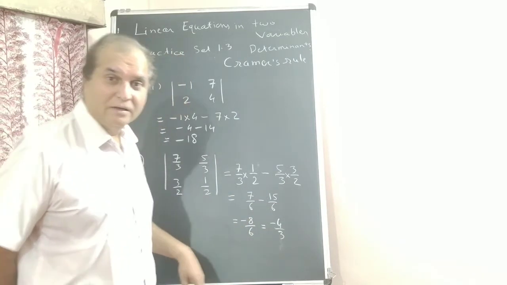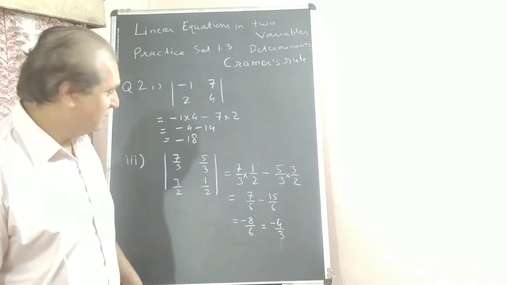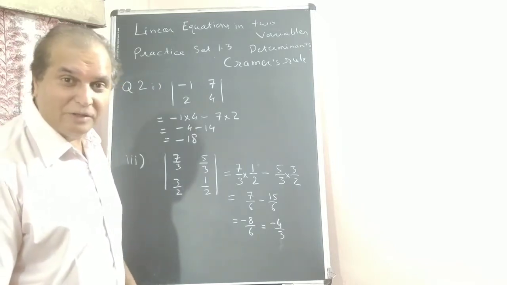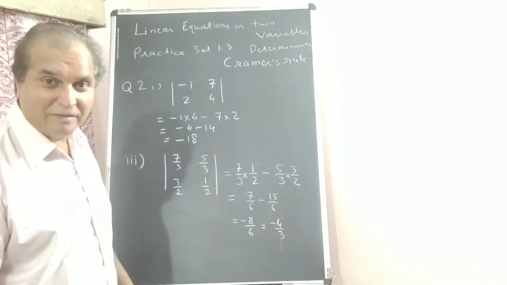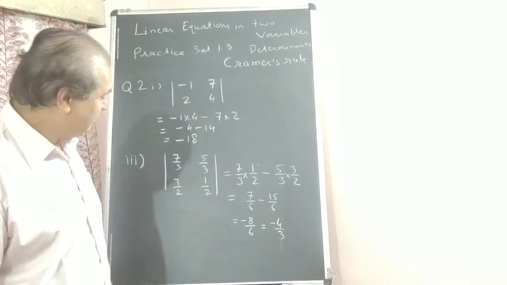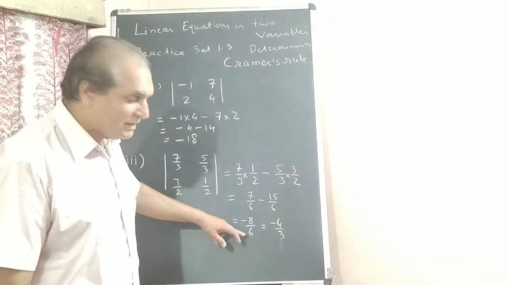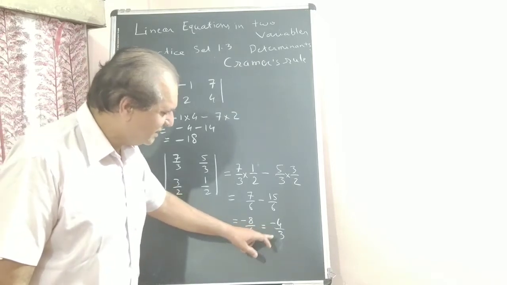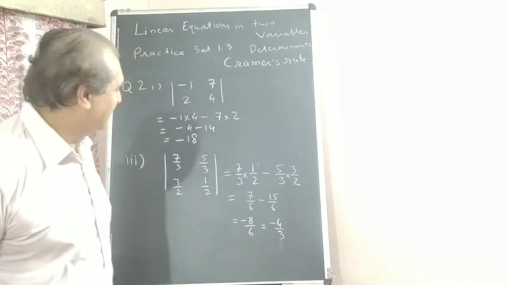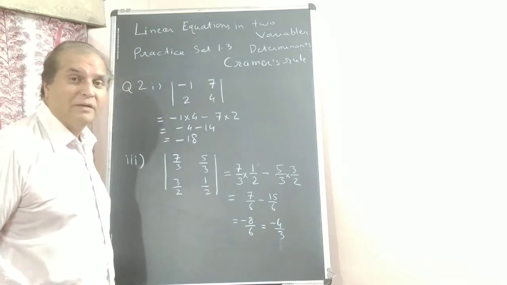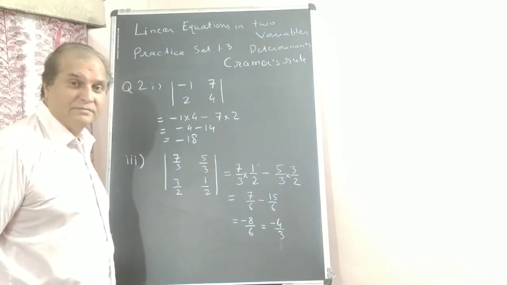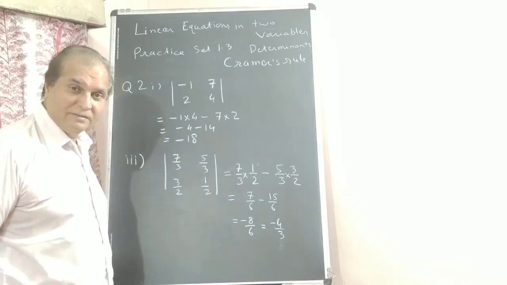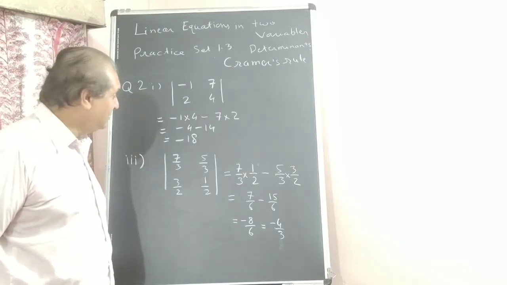Now the denominator 6 is the same, 7 minus 15 is minus 8 upon 6. Common denominator, operations on rational numbers. Any confusion? See my video on rational numbers. Minus 8 upon 6 is the final answer, so you can cut it. 2 3s are 6, 2 4s are 8, minus 4 upon 3, the final answer. This way we solve the determinant. Simple? We'll go ahead with the numericals.